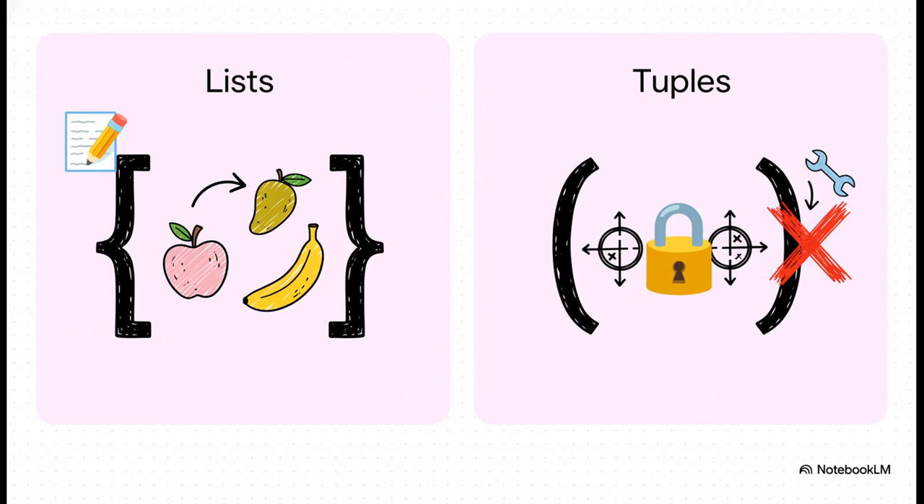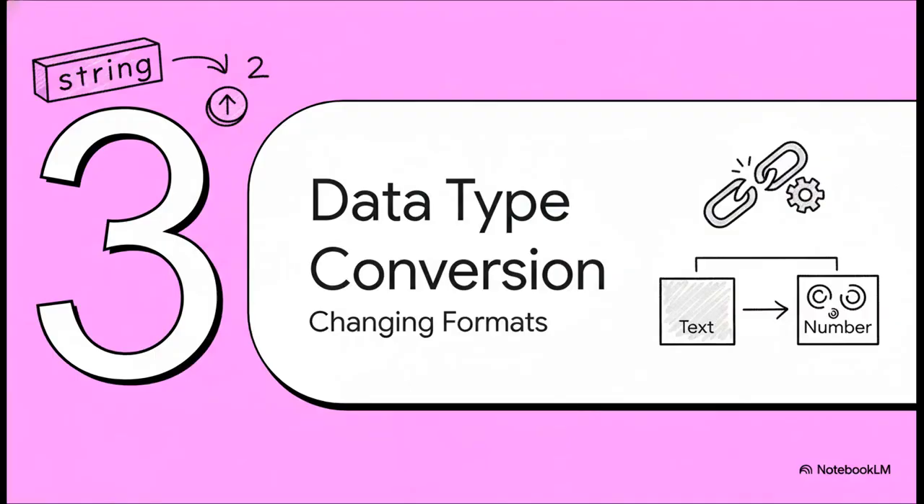So you might use a list for something that needs to change, like a shopping list. But you'd use a tuple for something that should never change, like a set of map coordinates. It protects the data. Okay, so we've got all these different data types. But what happens if your data is in the wrong format?